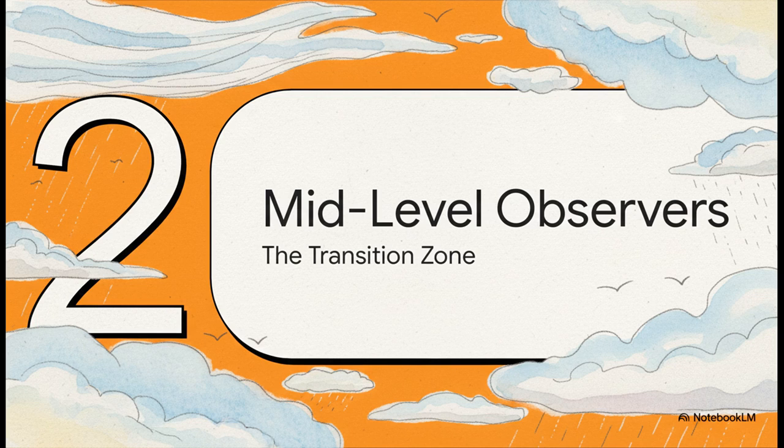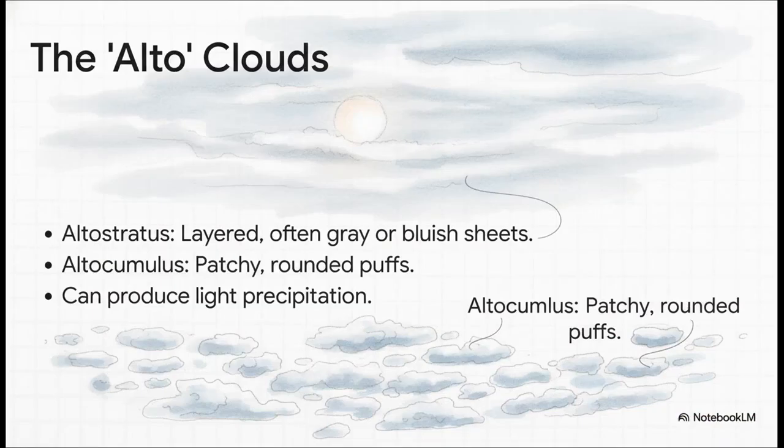Okay, let's move a little higher up in the atmosphere now. We're entering the middle altitudes, this sort of transition zone that's home to the alto clouds. So up here in this middle layer, you get these interesting variations. You'll find altostratus clouds, which are these grayish sheets that can make the sun look kind of watery, like you're seeing it through frosted glass. And then you have altocumulus. These are patchy, puffy clouds, often lined up in waves. They're sort of the in-betweeners, and sometimes they can produce some light rain or snow.